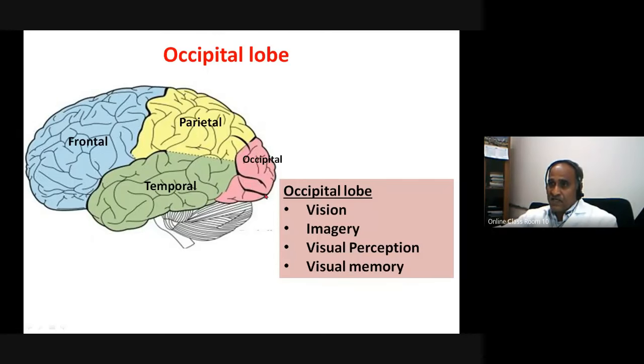The tip of this is area 17. That is the primary visual area. The second component here is the secondary visual area known as V2. So this will do the vision, imagery, visual perception, and visual memory. As the somatosensory area keeps the sensory memory, here it keeps the visual memory. That means if you have seen a particular object, the imagery of that object is stored here.